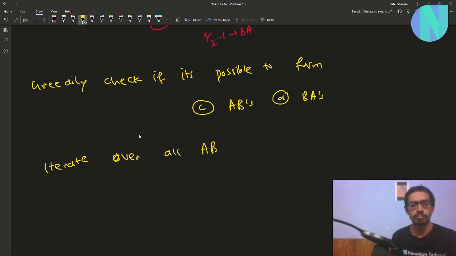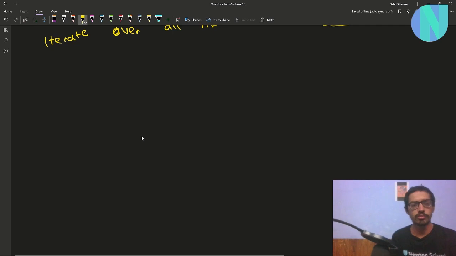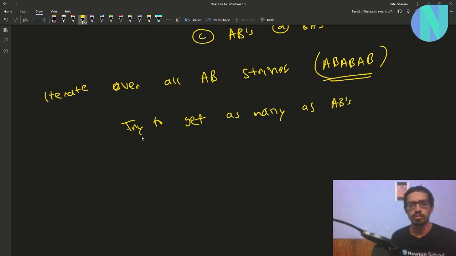So first of all, iterate over all AB strings, right? The strings of the form AB, AB, AB. Iterate over all strings of this form and try to get as many ABs as you can. So for every string of this type, try to get as many strings as you can for your C, right? Try to get as many AB strings as you can. Similarly for BA, do the same for BA.